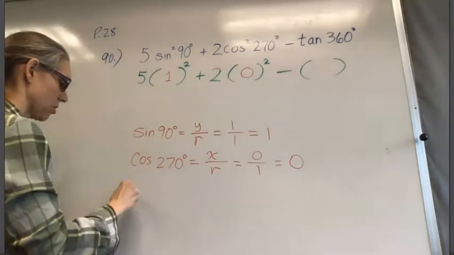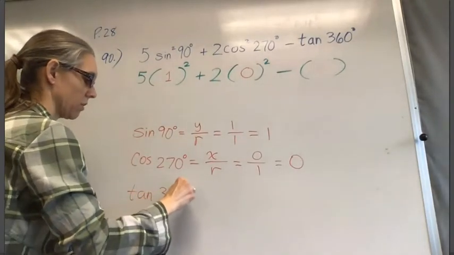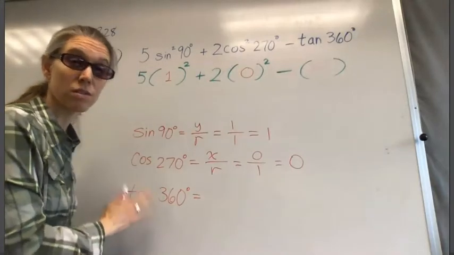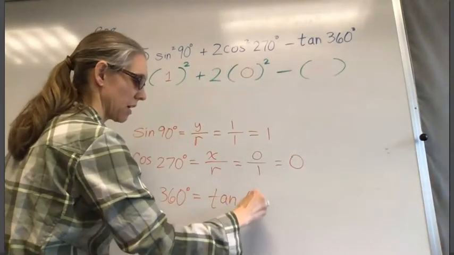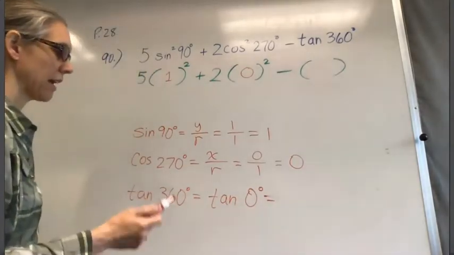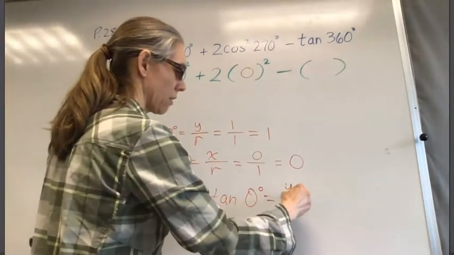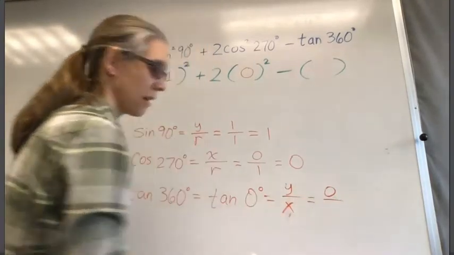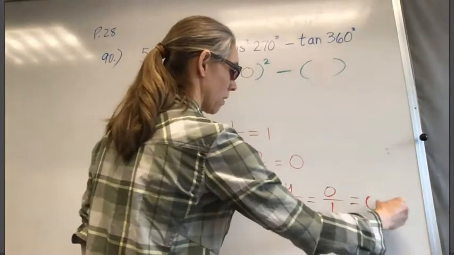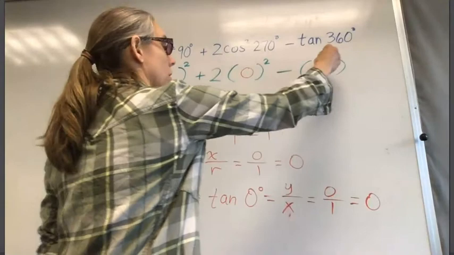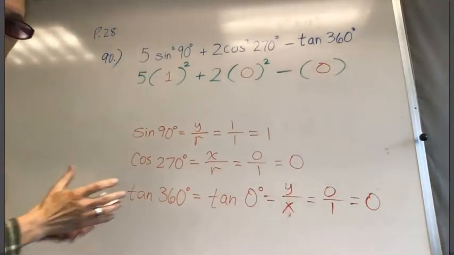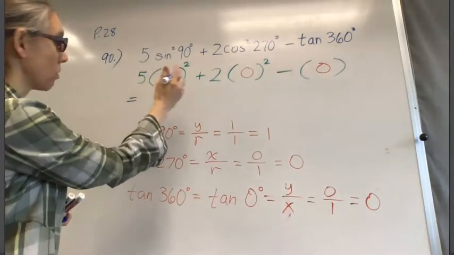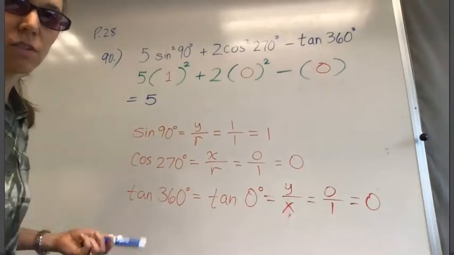And then the tangent at 360 degrees, 360 degrees is coterminal with 0 degrees. So this is the same as the tangent of 0 degrees. And at 0 degrees, you have a y value of 0 and an x value of 1. So this is also 0. So that means that this entire expression simplifies to 5 times 1 squared, or 5. And that's how you do a problem like that.